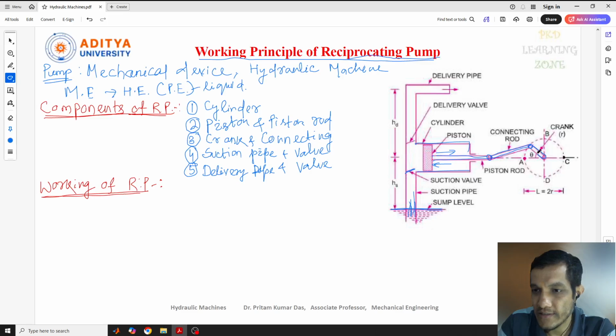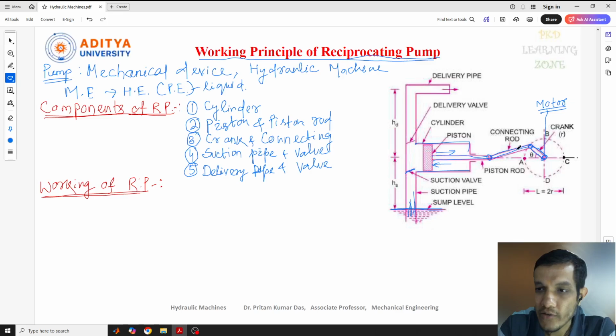Here, this is the crank, and the crank is the part that will be rotated. It rotates with the help of some external power source, an external electric motor. Once you start the motor, the crank starts rotating, then the connecting rod moves, and it moves the piston rod forward and backward. So this is the working of the crank, connecting rod and piston.